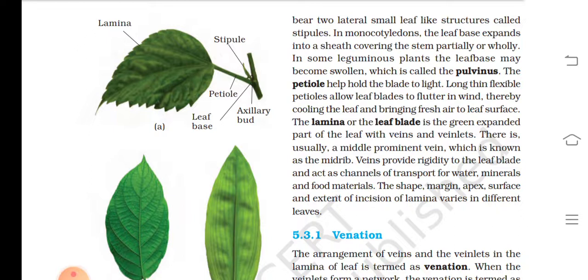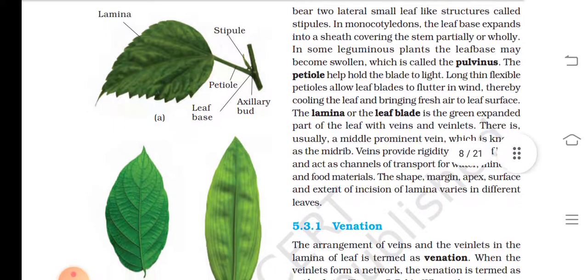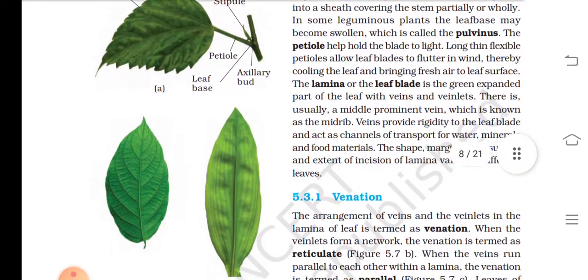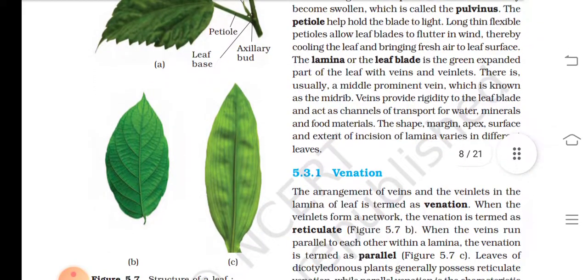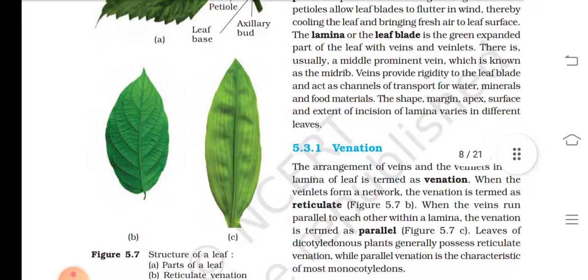The petiole helps hold the blade to light. A long, thin, flexible petiole allows the leaf blade to flutter in wind, thereby cooling the leaf and bringing fresh air to the leaf surface.